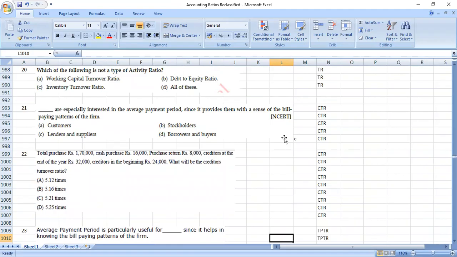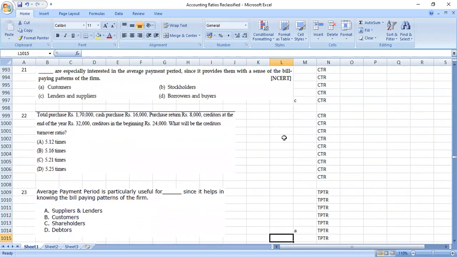Dash are especially interested in the average payment period, since it provides them with a sense of bill paying patterns of the firm. Average payment period, lenders and suppliers are interested, because average payment period talks about how often the organization pays, how soon the organization pays.